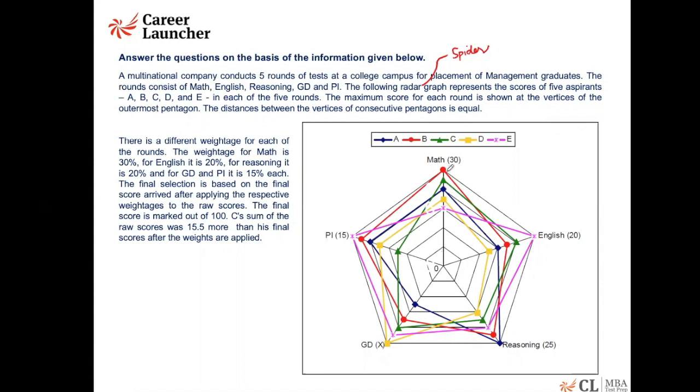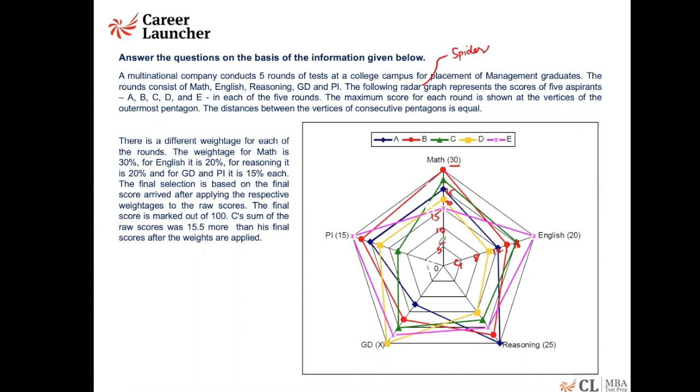1, 2, 3, 4, 5. Everything is divided into 5 sets. For example, if this is 30, this is 5, 10, 15, 20, 25. Similarly, if this is 20, this is by 5, so it is 4, 8, 12, 16, 20. If this is 25, this will be 6, 5, 10, 15, 20.